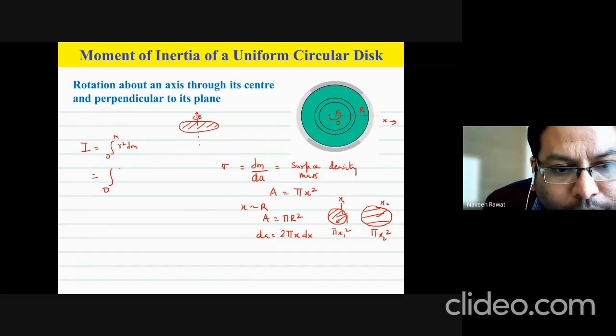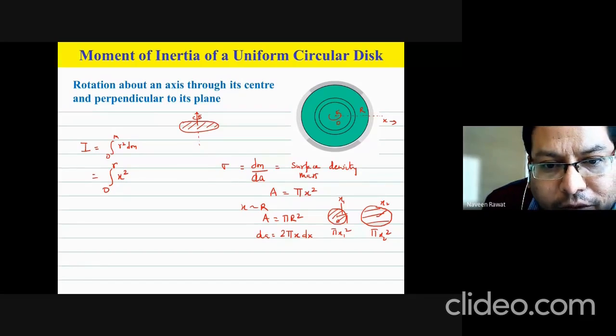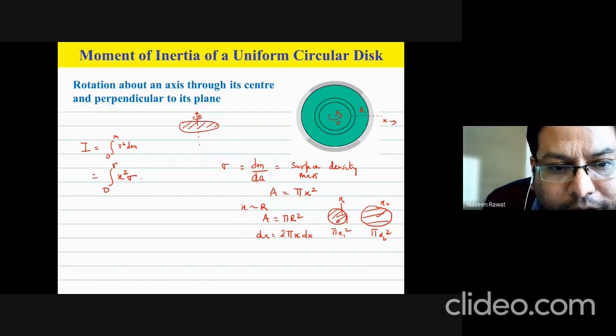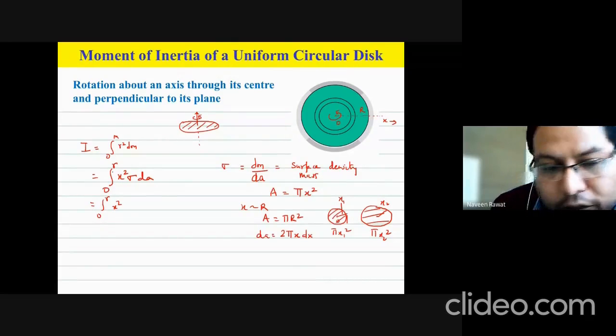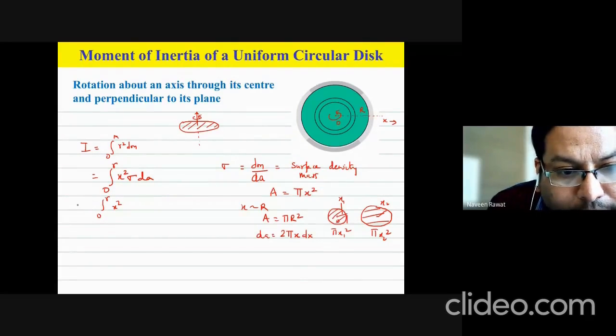So I am going from 0 to r. I am going along this axis, which is the x-axis. So I get x square. dm is sigma times dA. And I can plug in the value for sigma. Sigma, in fact, can come out of this integral. So I can write it here. And I have dA will be 2 pi x times dx.